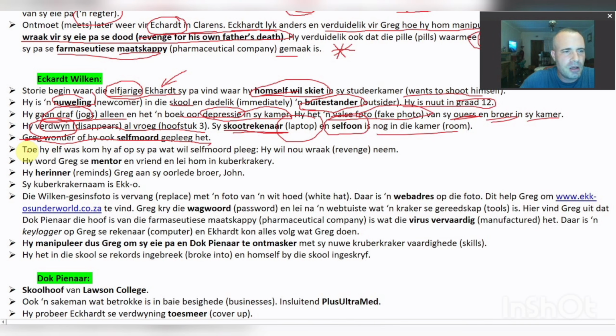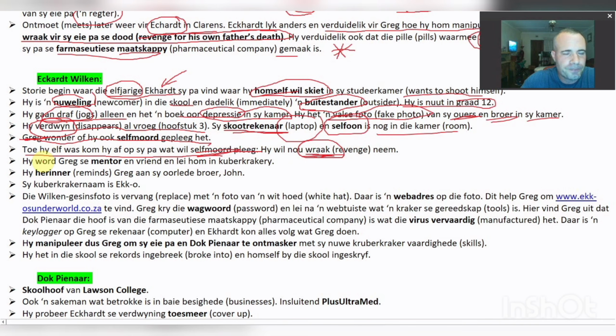We've seen this already. When he was 11, he arrived on the scene where his dad wanted to commit suicide. And now his dad is in fact dead, arranged to be killed by Dokpinar and Greg's dad. So now he wants revenge.